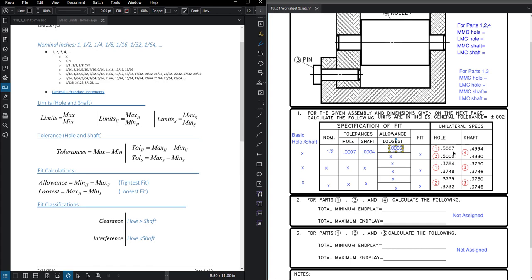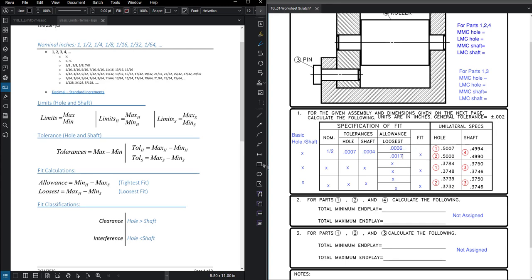Loosest fit, then we're going to kind of take a look at the other extreme. So 0.5007 minus 0.4990, 0.0017. So if these two parts come together, we'll know that it's always going to be somewhere between a minimum clearance of 0.6 thousandths and a maximum clearance of 1.7 thousandths.